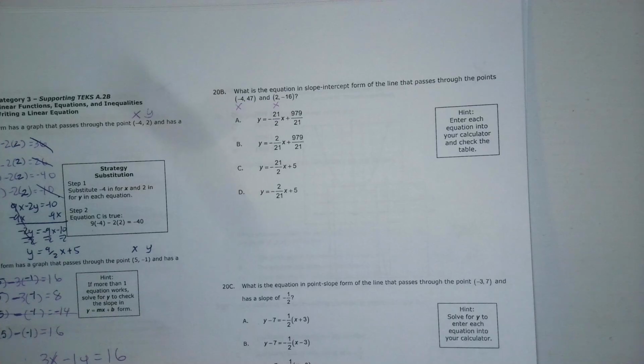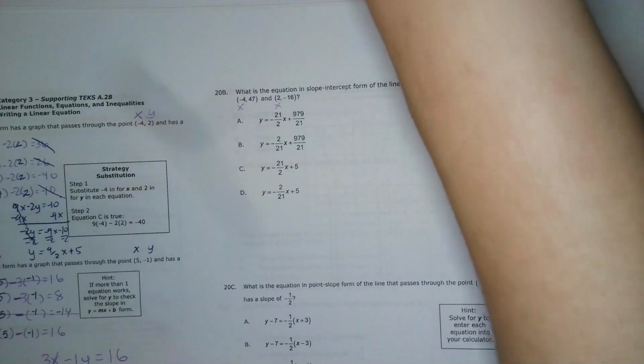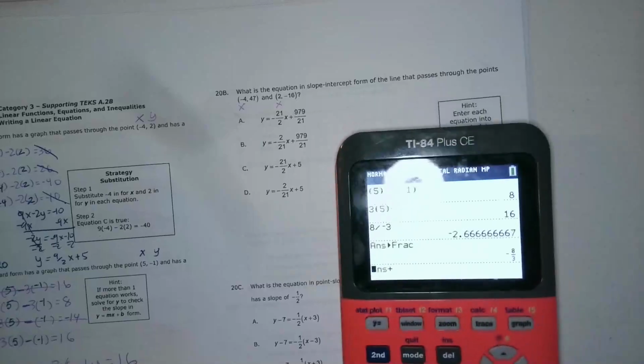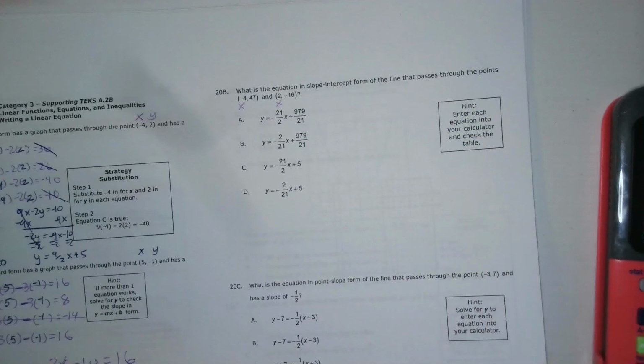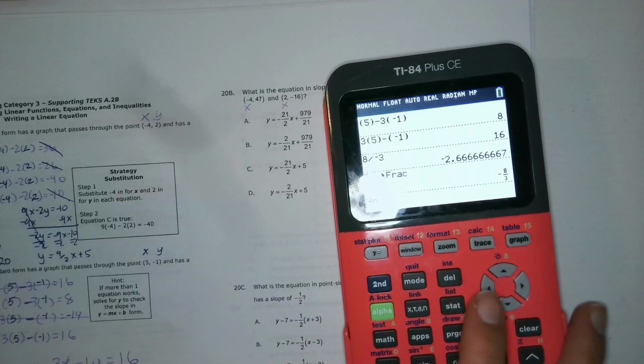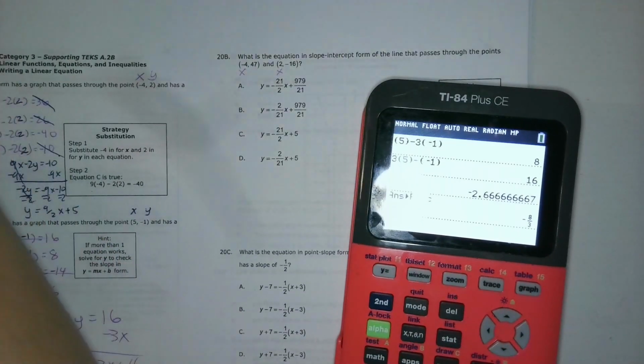I'm also going to use it with the graphing calculator here. So the buttons are a little different, but it's a similar concept. So we're going to go ahead and do it. It says here, enter each equation into your calculator and check the table. So let's do that. Again, this isn't the proper way. This is just a shortcut strategy to pass the exam.